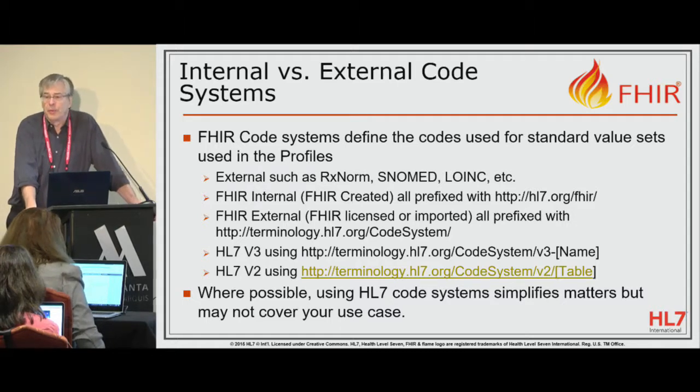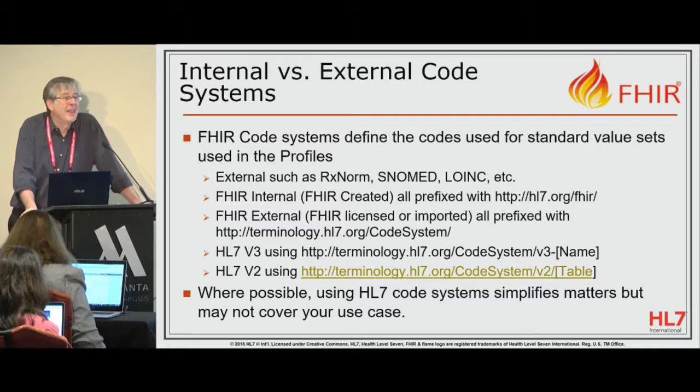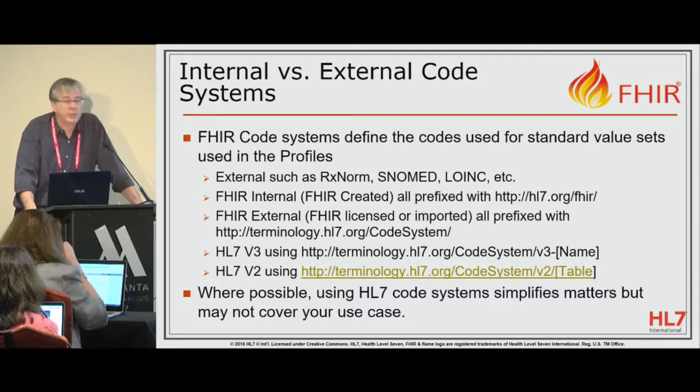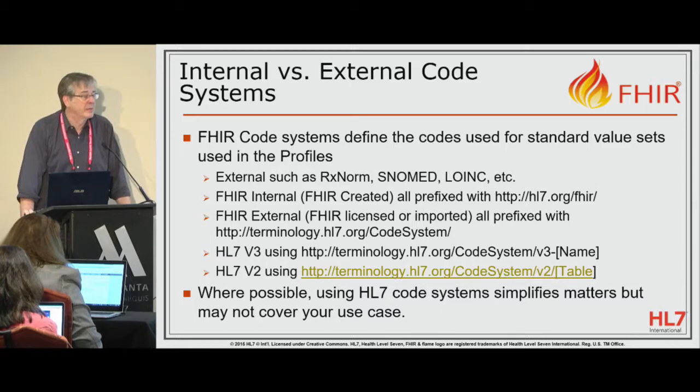You have the FHIR licensed or imported codes. They're all done through terminology.hl7.org. You have access to most of the V3 tables. I don't know if all of them are there, but most of the V3 tables are there, and same as the V2 tables, and you can see that the format for getting them is through these URLs. This is what you put in the system element in your code systems or in your value sets, is these URLs, and of course, there are pages that say all of the code systems that HL7 or FHIR recognizes. You can go through theirs.